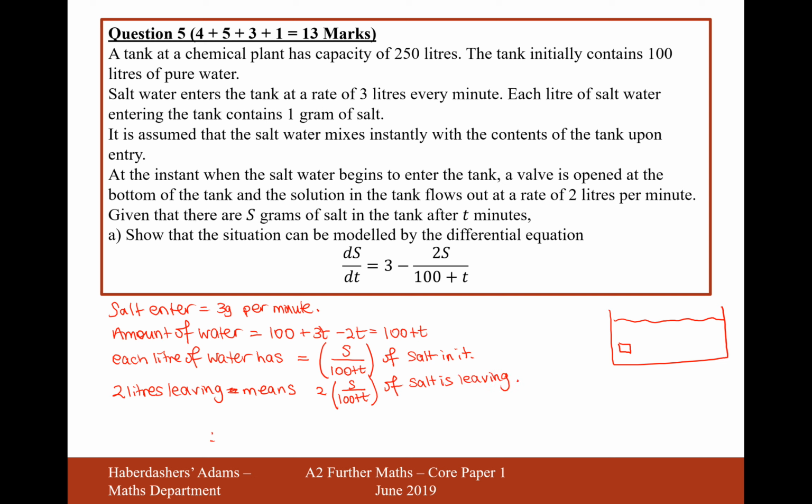So, therefore, the rate of change of salt as time goes on is equal to 3, because we're adding 3 grams of salt every minute, minus taking away 2 litres of water every minute, and that is 2 lots of S over 100 plus t, which is equal to 3 minus 2S over 100 plus t. So there we are, that's the answer to part A. Let's now move on to part B.